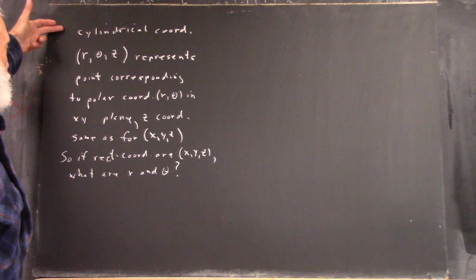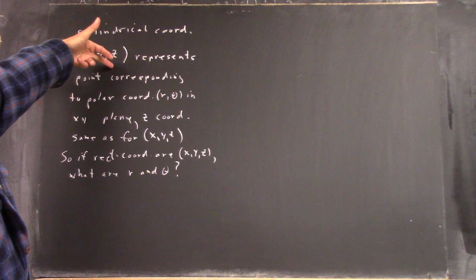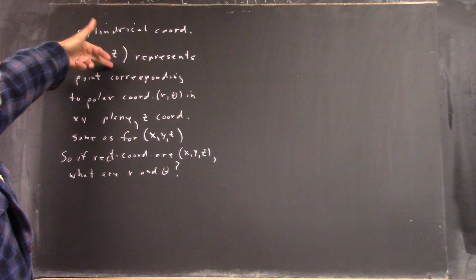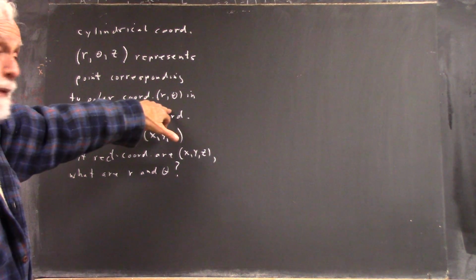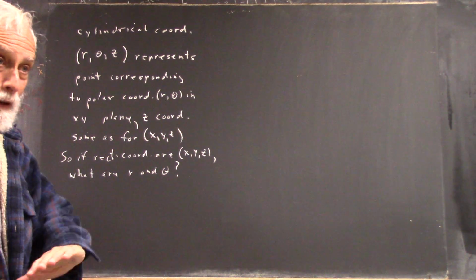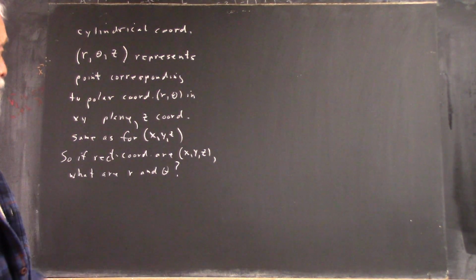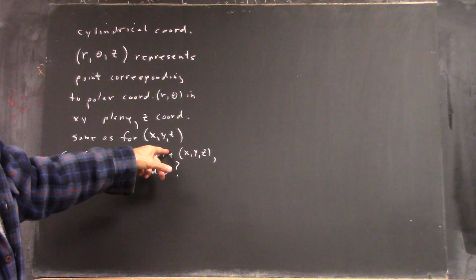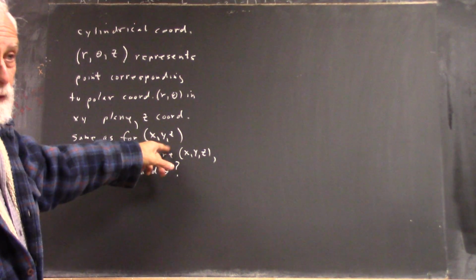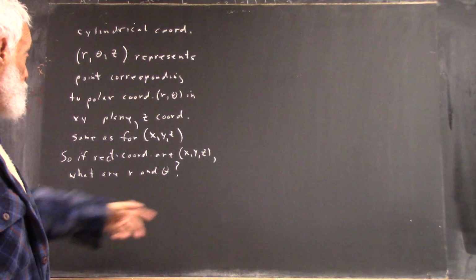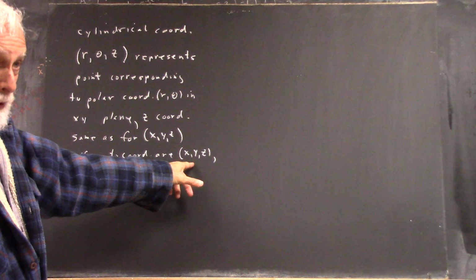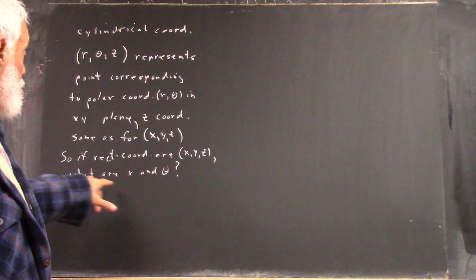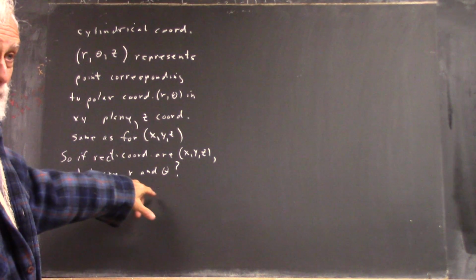Okay. Cylindrical coordinates are r, theta, z. They represent a point corresponding to polar coordinates r, theta down here in the plane, just your familiar polar coordinates, and your z coordinate is the same as for a point in the xyz representation, right? So if your rectangular coordinate representation is xyz, what is r, what's theta, okay?